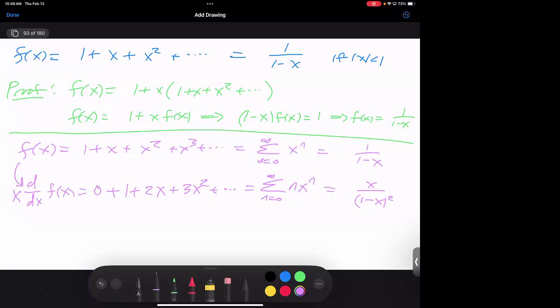So for example, if I take x equals 1/2, I will get 0 plus 1 plus 2 over 2 plus 3 over 2 squared plus 4 over 2 cubed plus 5 over 2 to the 4th plus dot dot dot equals 1/2 over 1 minus 1/2 squared, which is just 2 when the dust settles. This allowed me to calculate this strange sum. We used to know how to evaluate things like the geometric series. This allows me to evaluate something related to the geometric series.